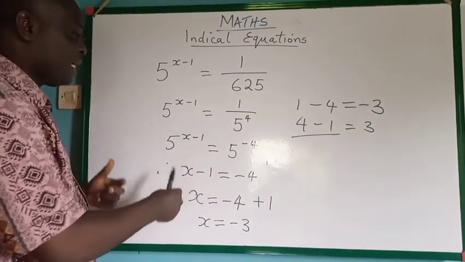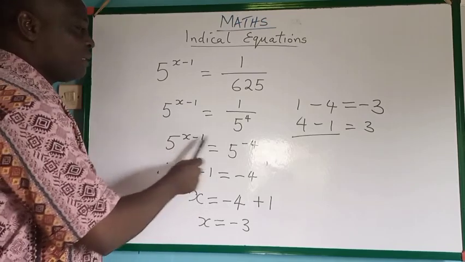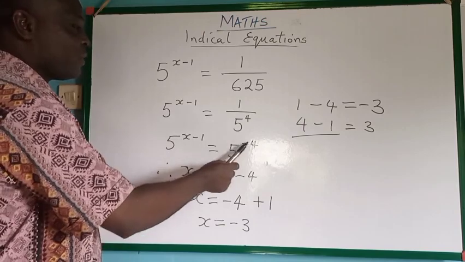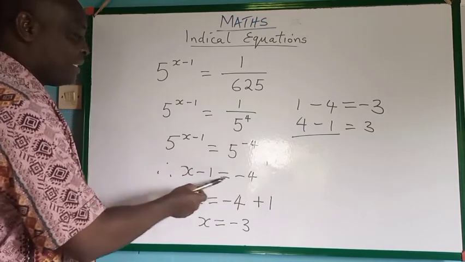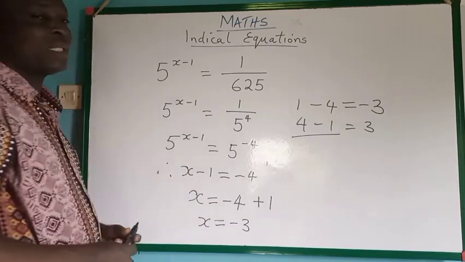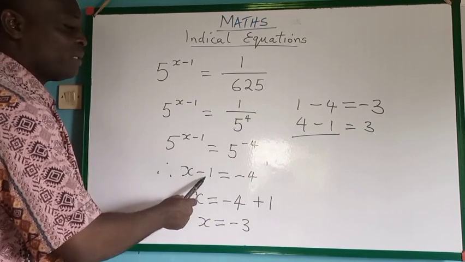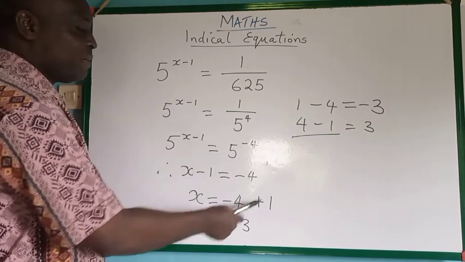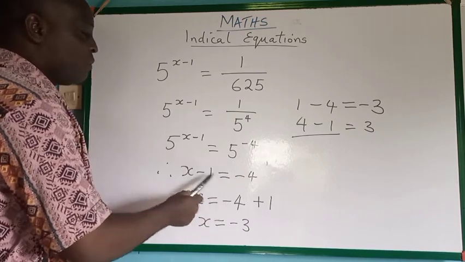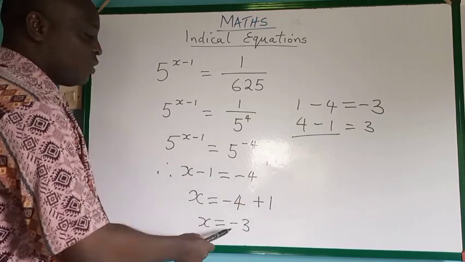Then, if we've done that, then the base numbers are the same. Once they are the same, it means that the powers are also the same. That is why x minus 1 is equal to minus 4 is written here, on the next stage. If that one is true, I have to move this minus 1 away from the left hand side. If it goes to the right hand side, it becomes plus 1. So x becomes minus 4 plus 1, which we have here. So minus 4 plus 1 equals minus 3.